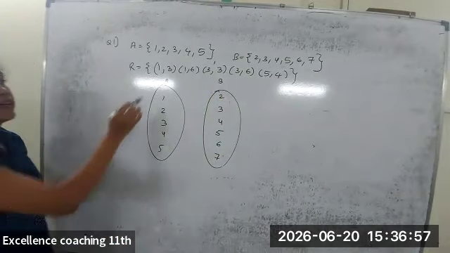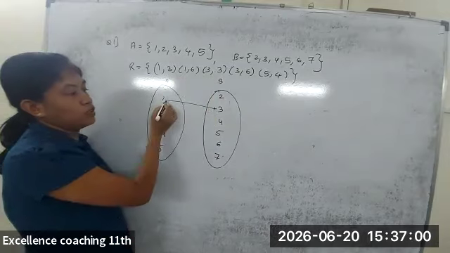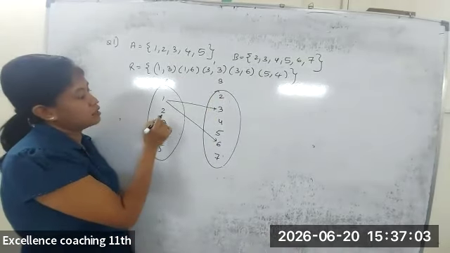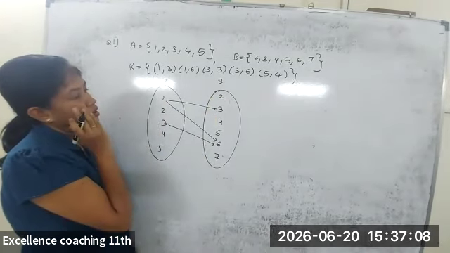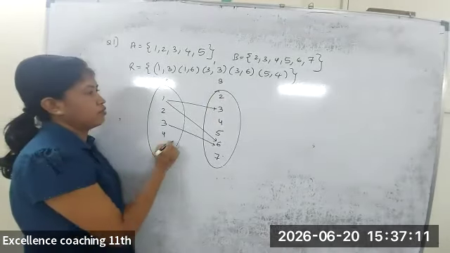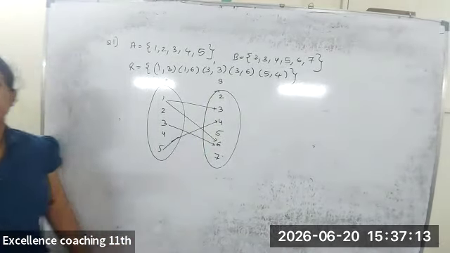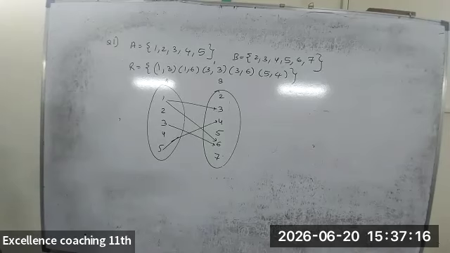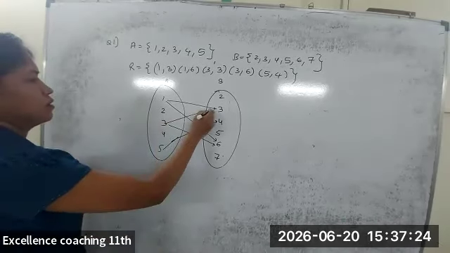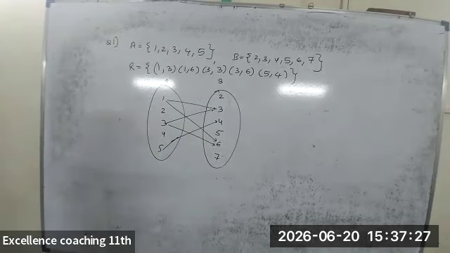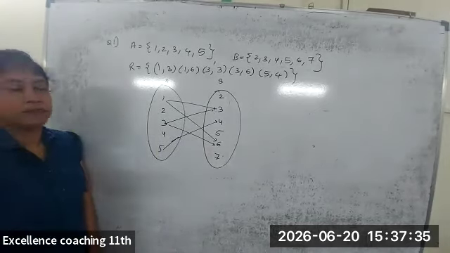And now connect. 1 is connected to 3. 1 is also connected to 6. 3 is connected to 6. And 5 is connected to something in this. 3 is connected to 3. Now this is the arrow diagram.